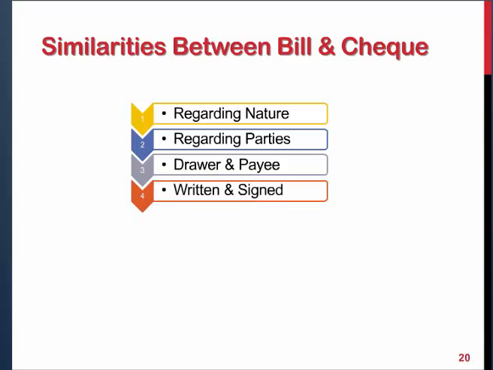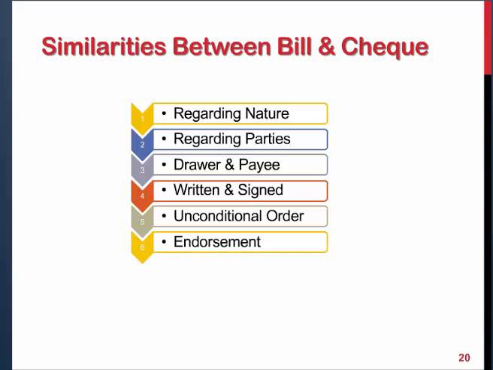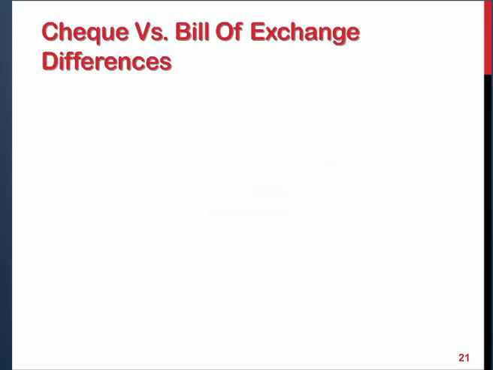Written and signed. Both the documents must be written and signed. Unconditional order. Both must contain an unconditional order to pay a certain sum of money. Endorsement. Both the documents may be endorsed. What are the differences between cheque and bill of exchange?